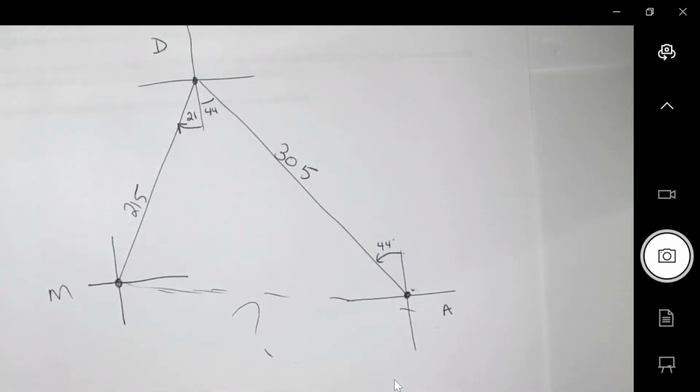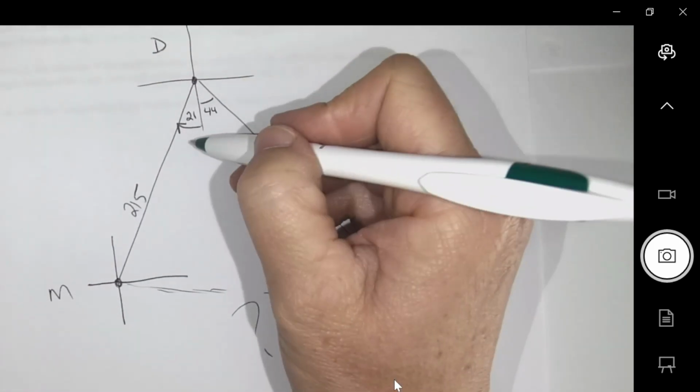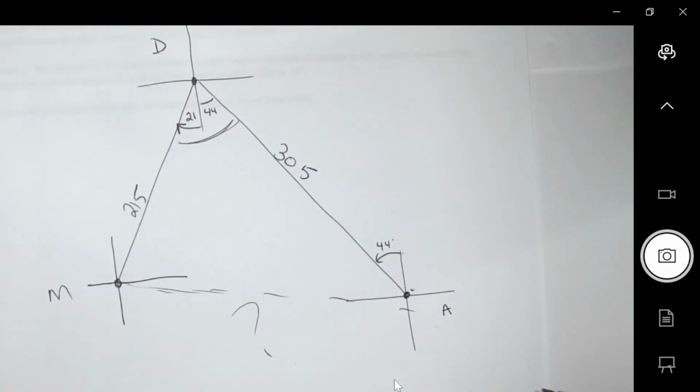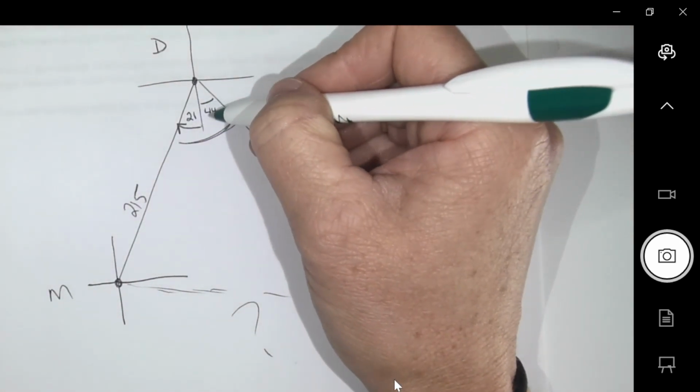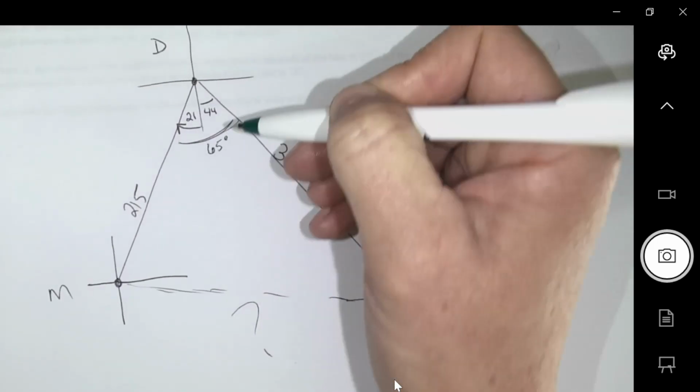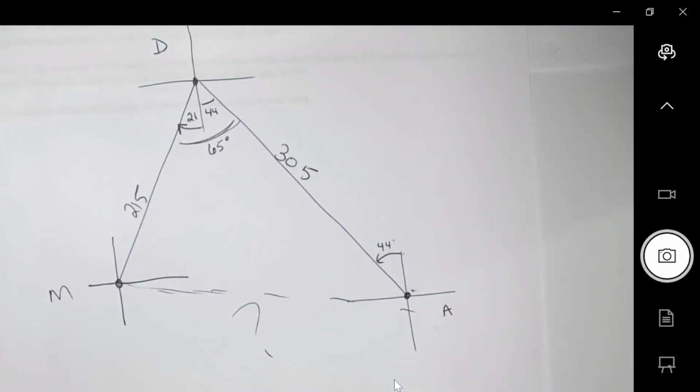Okay, so what is this entire angle, now that we have those two up there? So that makes 65 degrees. So when you're working these problems out, your first step is always saying, what are all my angles? Can I fill in alternating interiors? Can I fill in supplementaries? Anything like that.